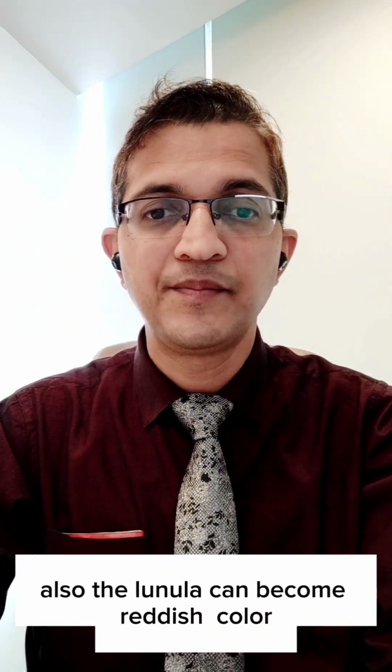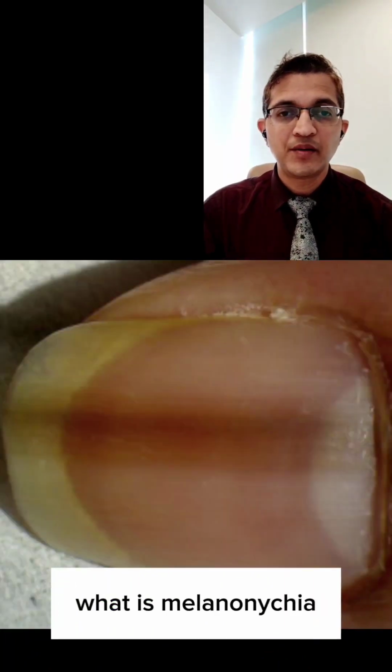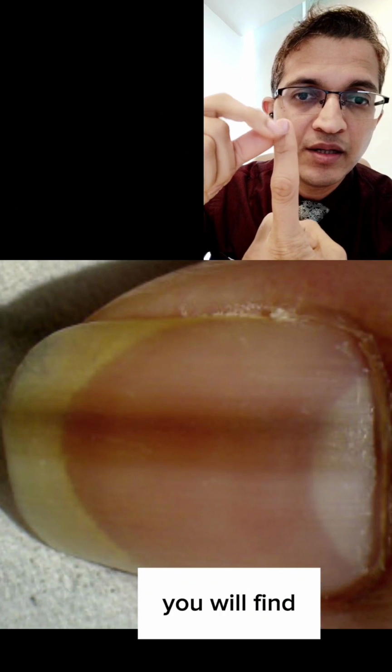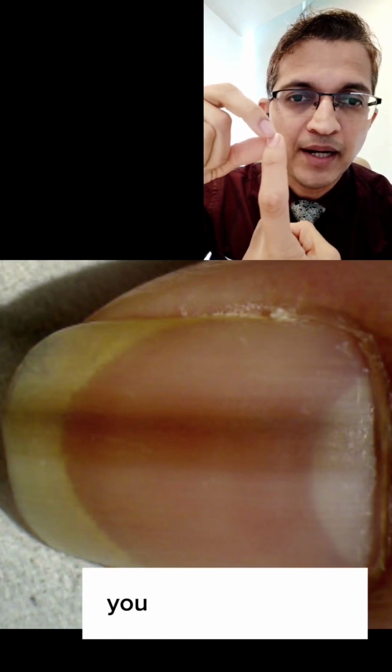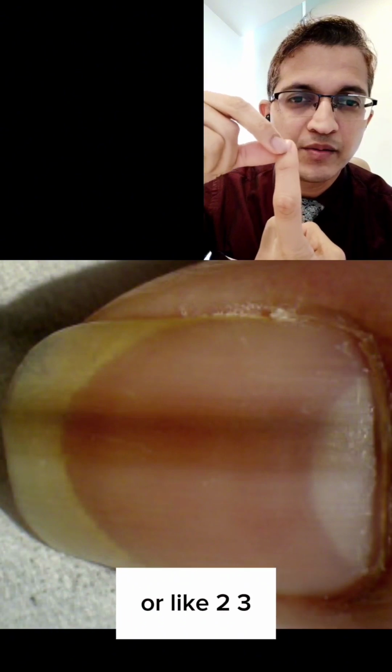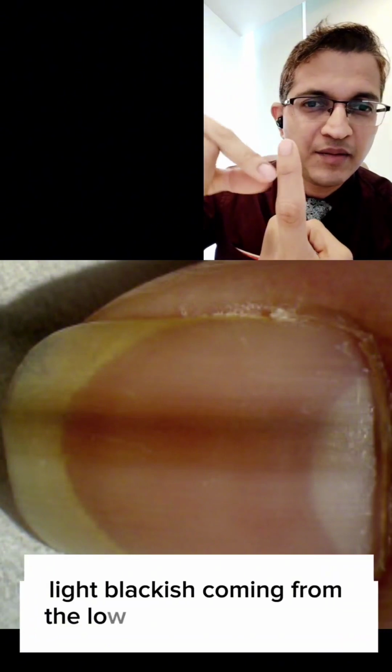Wilson's disease. Next condition I will say is melanonychia. What is melanonychia? On the nail you will find vertical blackish lines or bands. You can see a single one or like two or three, but they will be straight and blackish, coming from the lower part and going up.